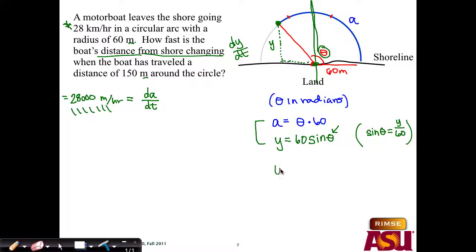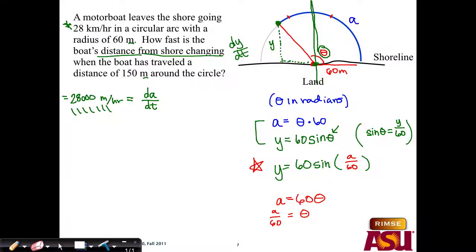Instead of y equals 60 sine of theta, well, if A is 60 theta, then theta is A over 60. So instead of writing sine of theta, I can write sine of A over 60, or 1/60th A if you prefer.